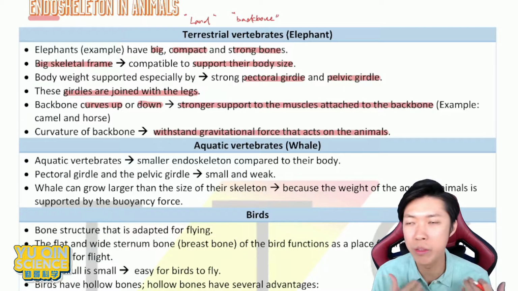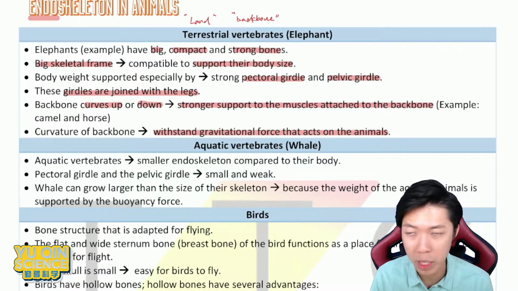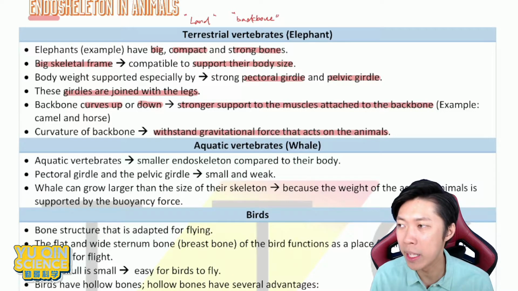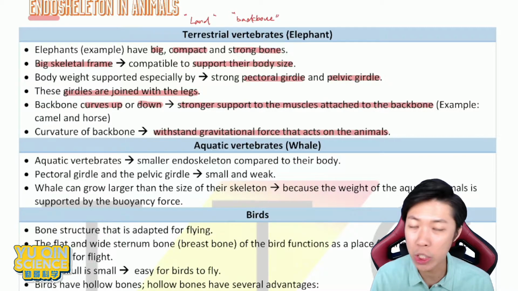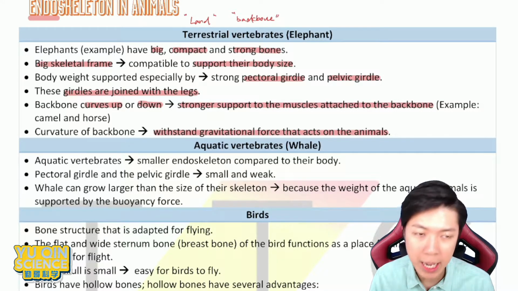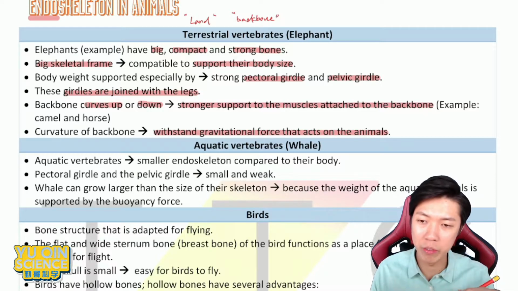Okay, cool. That's it. That's a few things you need to remember about terrestrial. Let me summarize for you. Number 1, their bones are compact, big, and strong. And we have two very important girdles, which is pectoral girdles and pelvic girdles. Okay, and the girdles are joined with the legs. Yeah, and their backbones are either curved up or curved down.